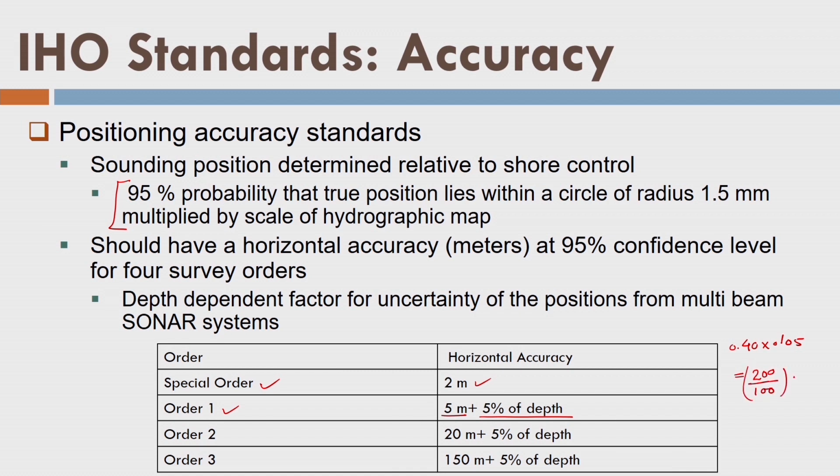So, now we can have 2 meter additional tolerance in case of order 1 survey. Similarly, for order 2 survey, we have 20 meter plus 5% of the depth, and for order 3 we have 150 meter plus 5% of the depth. So, this is the way we calculate the possible accuracy level for a given depth.